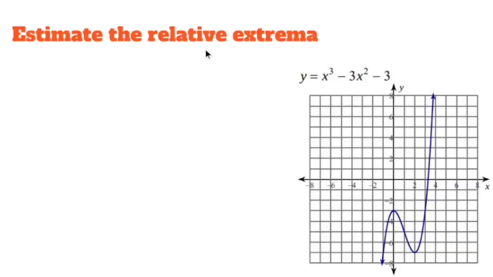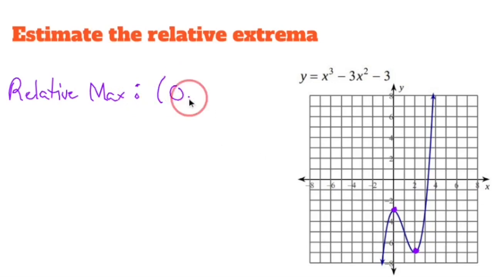Estimate the relative extrema. Relative extrema is a fancy word for saying, where do I have the top of the hill? Where do I have the bottom of the hill? Knowing very well that this is going to forever be going up and forever going to be going down. Well, here's the top of the hill. Here's the bottom of a valley. I guess you wouldn't say bottom of a hill. And so I would say that there is a relative maximum at the point, looks like, 0, -3.